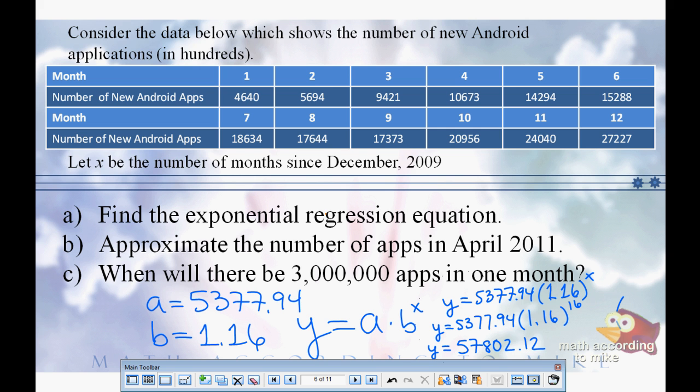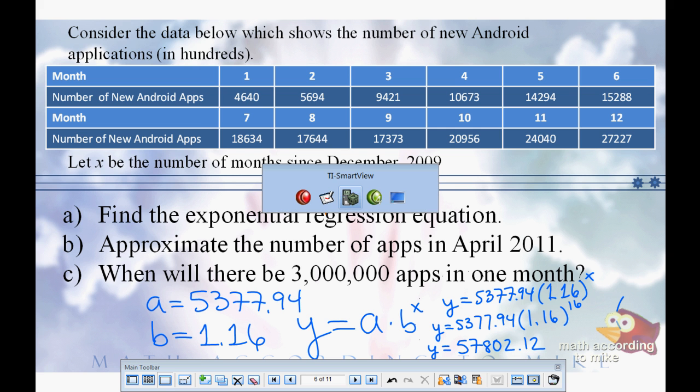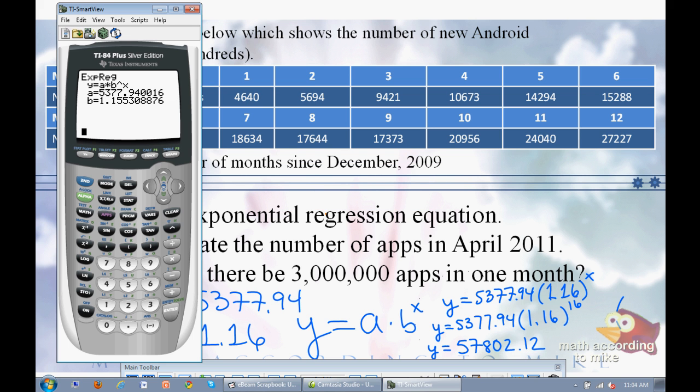To do this by the calculator, we need to plot both equations. So you're going to go into your y equals. In y1, you're going to type in 5377.94 times 1.16 raised to the x power. In y2, we're going to type in 30,000 because that represents 3 million.